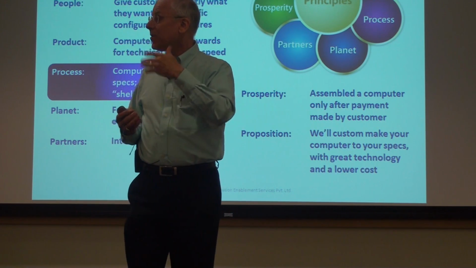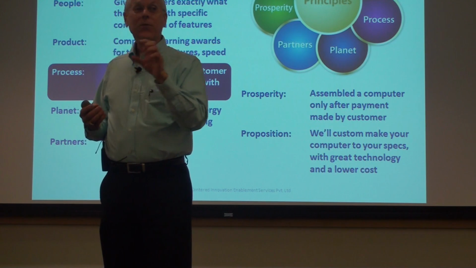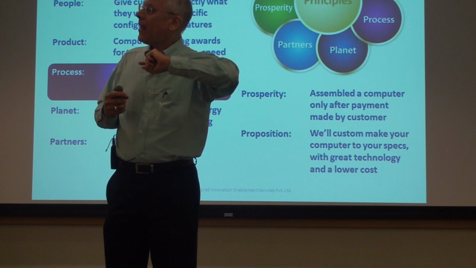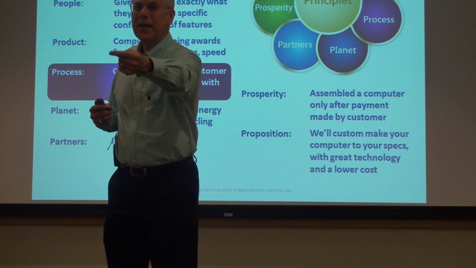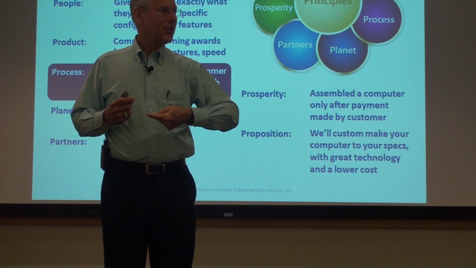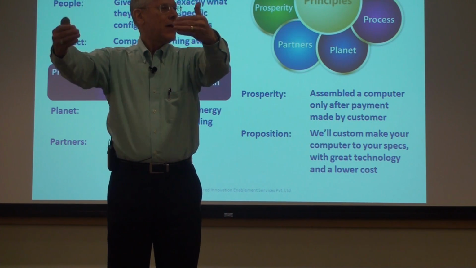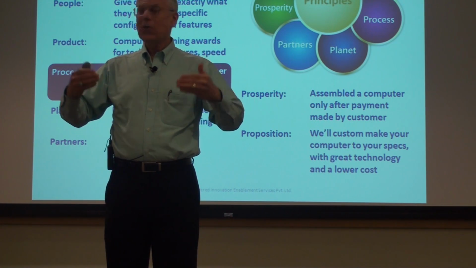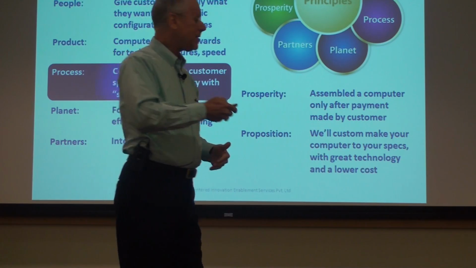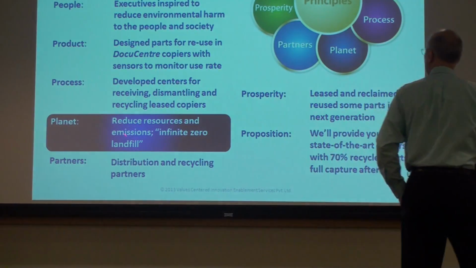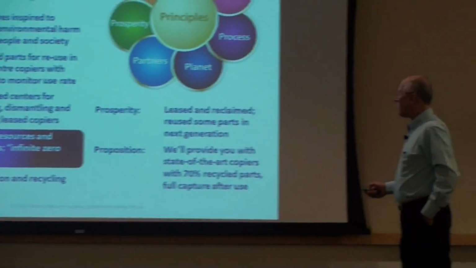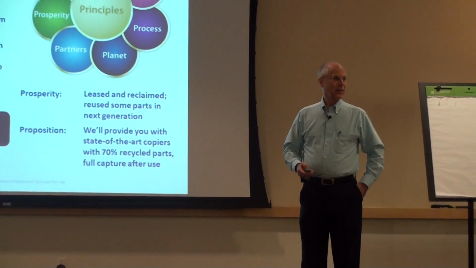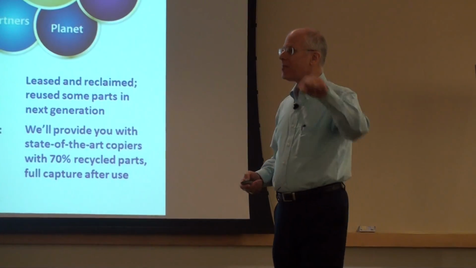But part of the business model with that type of technology was, first of all, to create sensors that could monitor the use of those parts, and then to create a business model of leasing and reclaiming all those copiers so that nothing was ever wasted. They would reclaim them, get the parts back out, monitor that the sensors were accurate, use those parts again, and so on. So what was driving it was to reduce resources in what they called infinite zero landfill. This was the driving force for the entire business model.